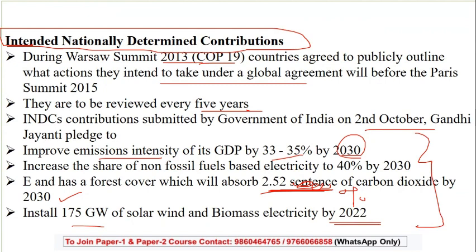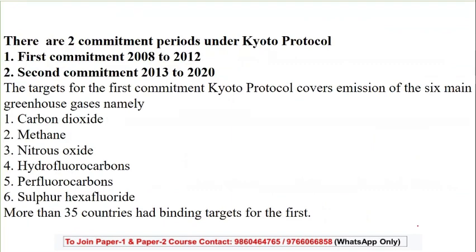GDP by 33 to 35%, fossil fuels by 40, forest cover by 2.52%, and the installation of 175 gigawatts with the biomass electricity by 2022. So yes, as I said, under Kyoto Protocol, there was a question with reference to commitments.